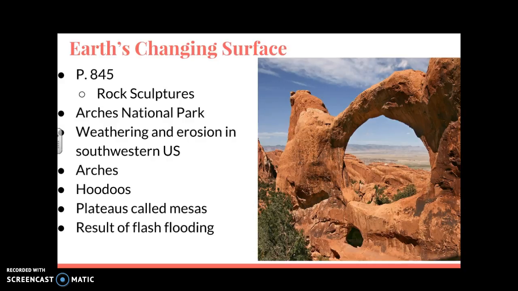Earth's changing surface. We're going to open up the chapter on page 845, and we're going to discuss rock sculptures. Right here we have Arches National Park, and we're looking at weathering and erosion caused by flash flooding, and this structure is called an arch. We also have other arches, hoodoos and plateaus referred to as mesas, that we will be looking at in this chapter as well.